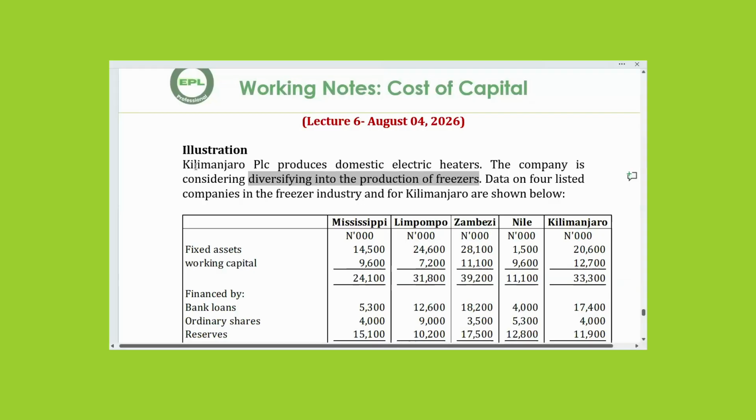Now, the name of the main company is Kilimanjaro PLC, right? Then you are given other companies different from Kilimanjaro. You are given Mississippi, Limpopo, Zambezi, and Nile. There are 4 other comparable companies operating in the freezer industry. These are proxy companies. Therefore, we are going to borrow the beta. The first step of calculating project-specific WACC is to identify the beta. You ungear the beta if it is geared, you re-gear, you calculate CAPM, then you calculate WACC. That's all you need to do.